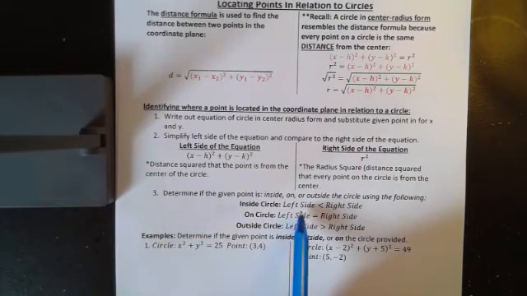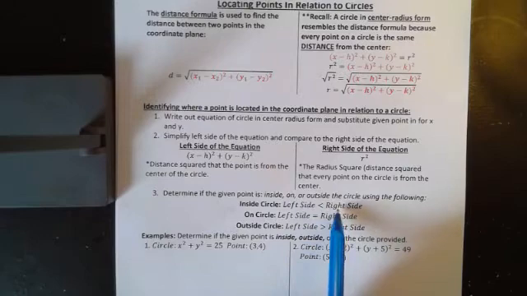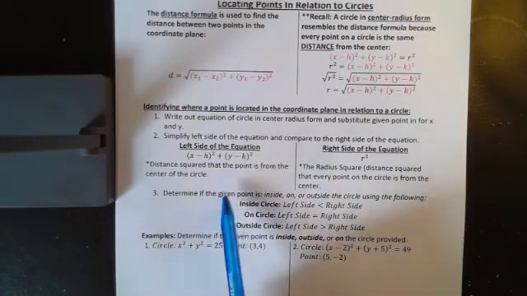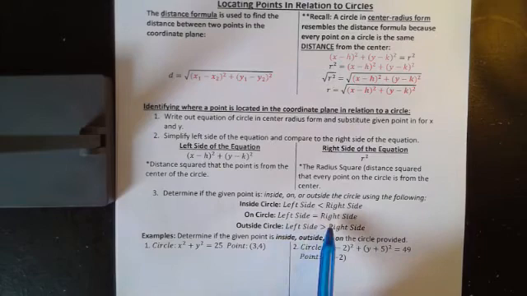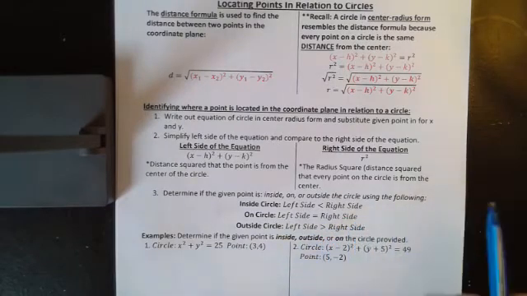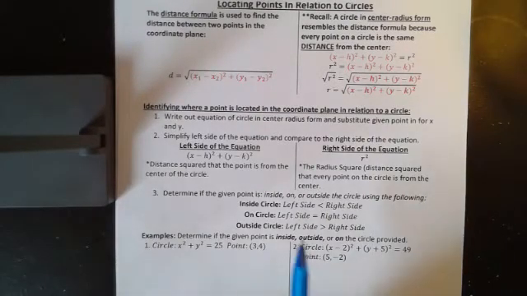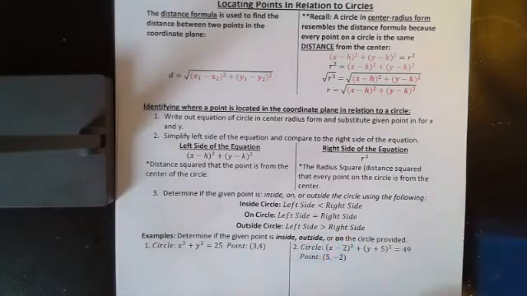If the left side of the equation is less than the right side, that means the point is going to be located inside the circle. The reason for that is because the distance from the center to the point is less than the radius, so the point's going to be inside. If the left side is equal to the right side, that means the point is going to be located on the circle, because it means that the distance between the center and the point is the same as the radius. And then finally, if the left side is greater than the right side, that means the point's going to be outside the circle, because the distance from the center to the point is greater than what the radius is.